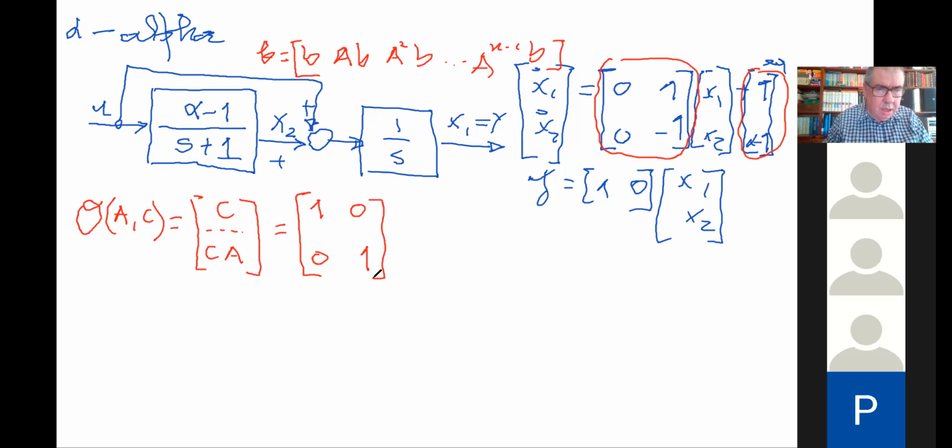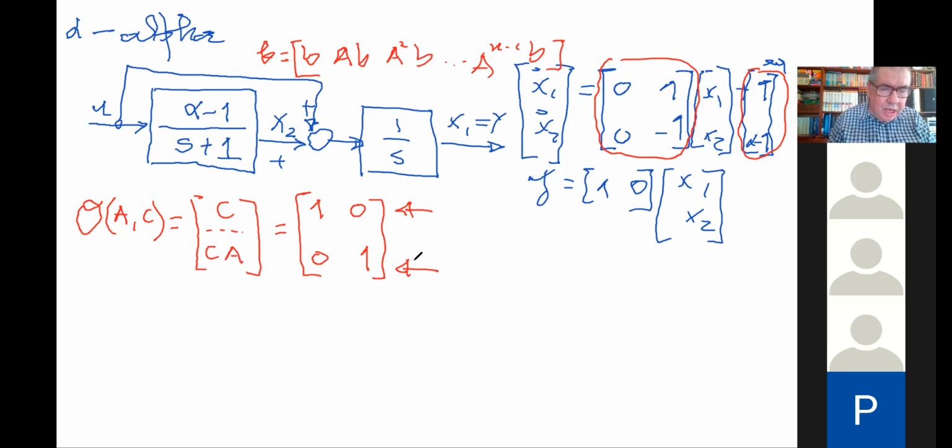So do you have problems with alpha? Is alpha able to destroy your observability? No, because what is the rank of the observability matrix? The rank is the number of independent lines or columns. It is 2. The two lines are independent. The first line is 1, 0. The second vector is 0, 1. So they are linearly independent. They point in completely different directions.